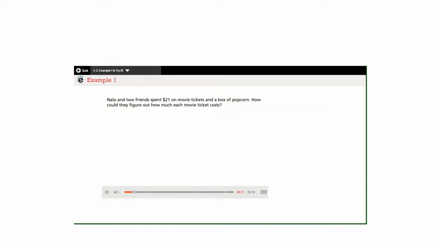Nala and her two friends spent $21 on movie tickets and a box of popcorn. The popcorn cost $6. How could they figure out how much each movie ticket cost? First, we have to build an equation. And when we build our equations in 7th grade, we have to set our equation equal to the total. What do you think the total is in this situation?